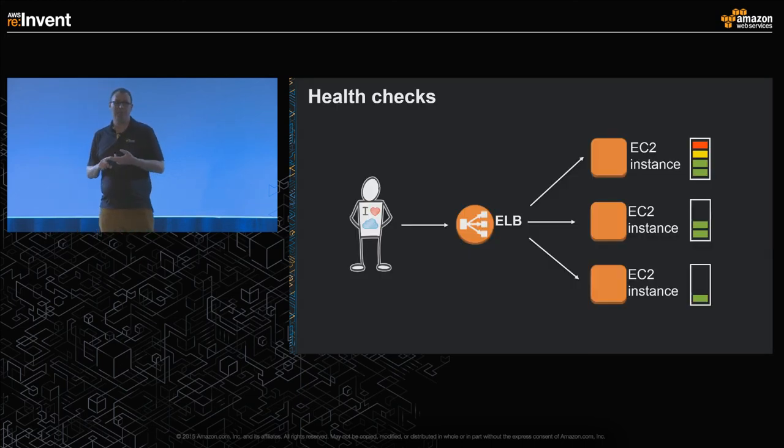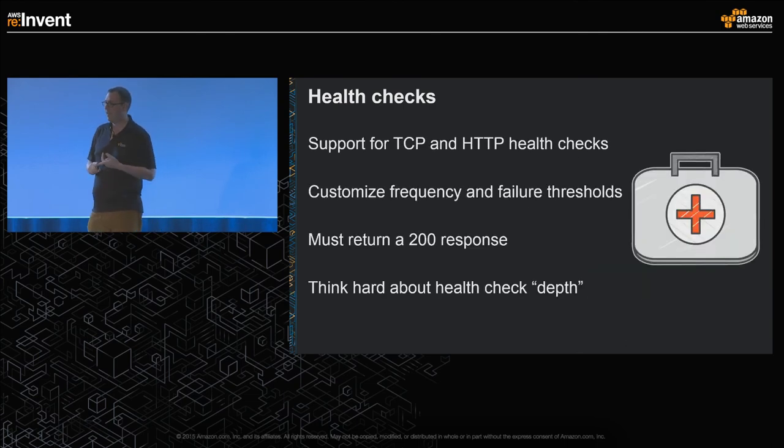This all works partially because of health checks. Health checks are probably the most important part of getting the availability configuration correct behind an ELB. When you add instances to the ELB, you can define a health check. They can be as simple as, can we connect to a TCP port? Or as complex as, nope, this is a full HTTPS request, and it has to get a 200 response to be considered healthy.